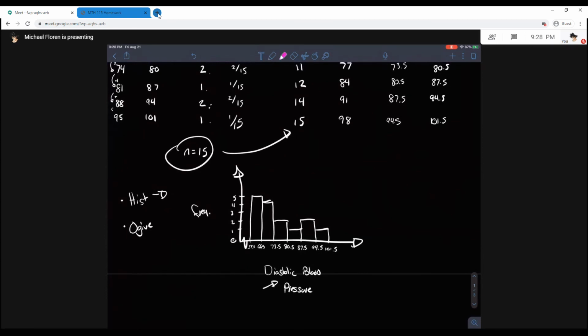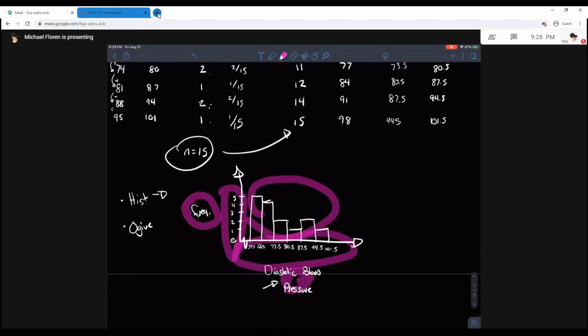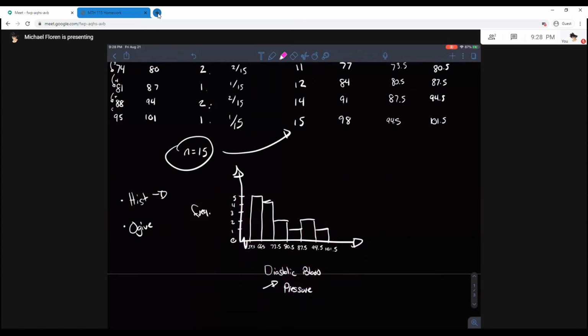Typically in class you're graded on 5 things. You're graded on your x-axis label, you're graded on your y-axis label, you're graded on your y-axis units, you're graded on your x-axis units, and you're graded on the shape of the plot. Did you draw a histogram? Did you draw a frequency polygon, etc.?